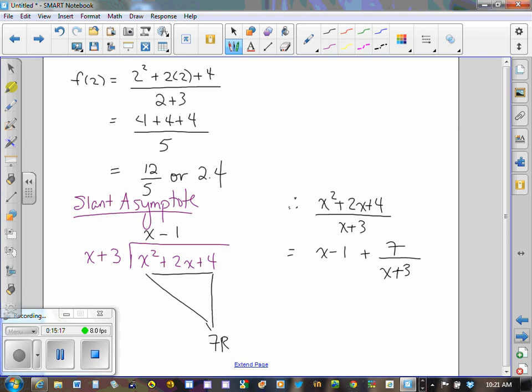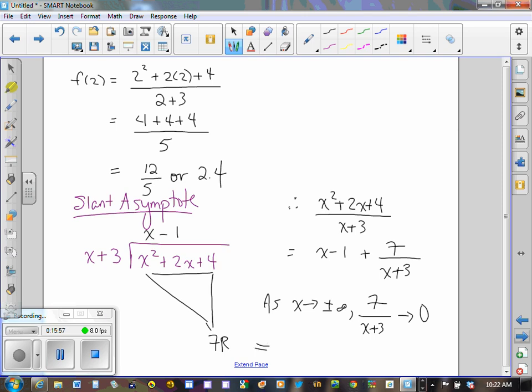Because we're talking about an asymptote, and in this case a slant asymptote, very similar to HAs, we look at the end behavior to find out where the y values are going. So as this function approaches infinity, that is as the x values get large in either direction, what we're going to notice is that the 7 over x plus 3 is going to get infinitely small and tend towards 0.